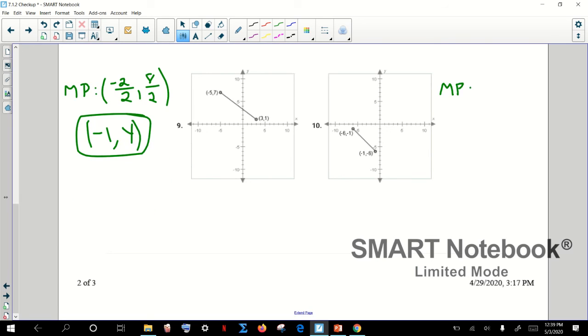Midpoint. Take the average. Negative 6 plus negative 1 is negative 7, divided by 2. And negative 1 plus negative 6 is again negative 7 divided by 2. And since neither of those can be divided evenly, we can just leave it like that. Or you can write it as negative 3.5, negative 3.5.